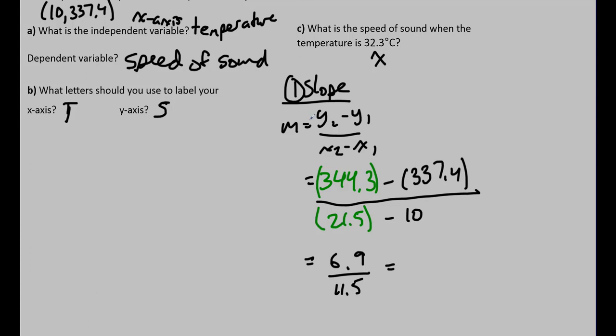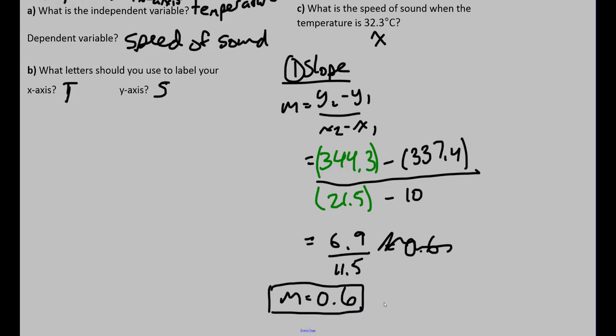So then this is going to be a decimal of 0.6. Oh, I should have written that on the other line. Whoops. So slope, or the speed of sound per degrees Celsius, is 0.6. And then I have to figure out my b value.